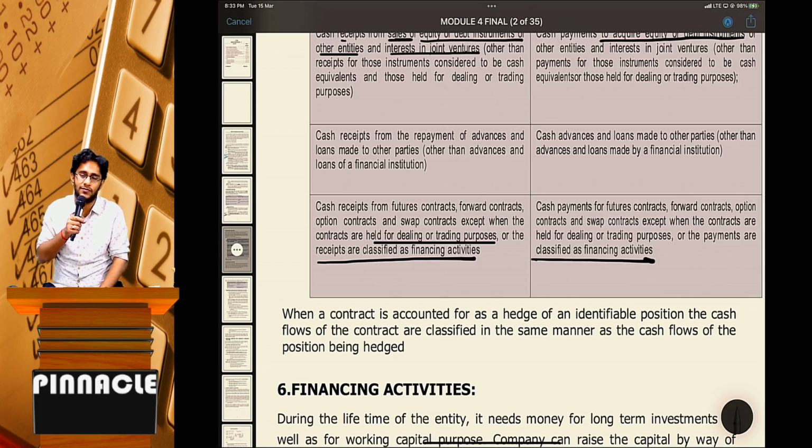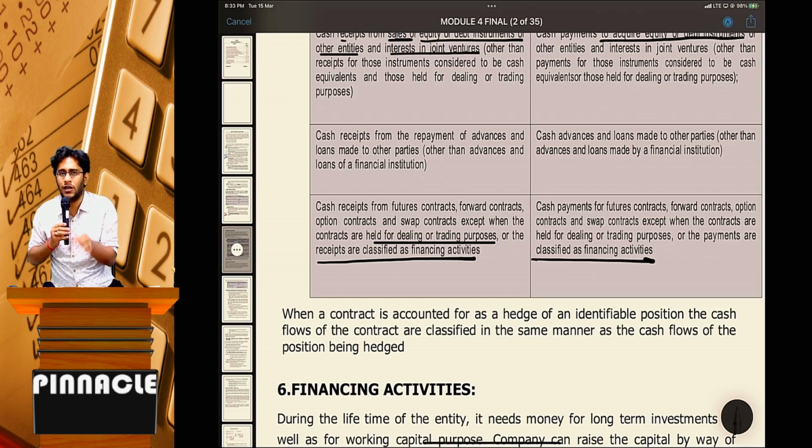Which activity is it? Normally speaking, any derivative product you have entered should be an investing activity. But here, the futures contract you entered for the purpose of hedging your loan. The loan is which activity? Financing activity. Therefore, the derivative cash flows also will be treated as financing activity. For what purpose you hedged, that purpose you have to see to know which classification it gets. Here, for which purpose did you go? Hedging a loan payable.